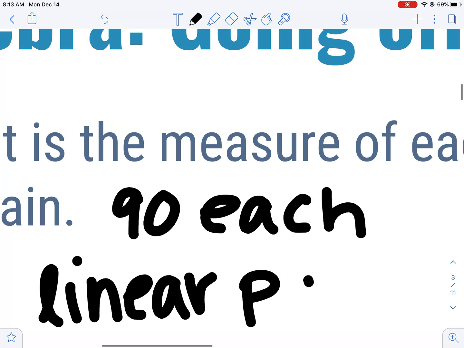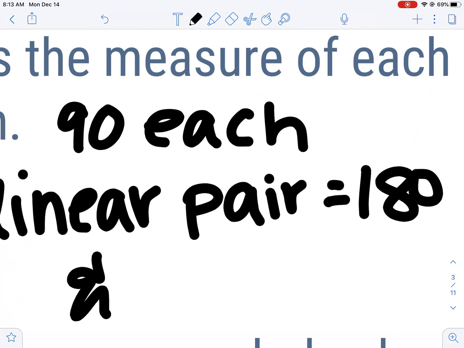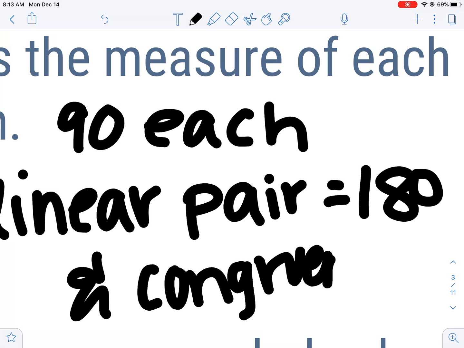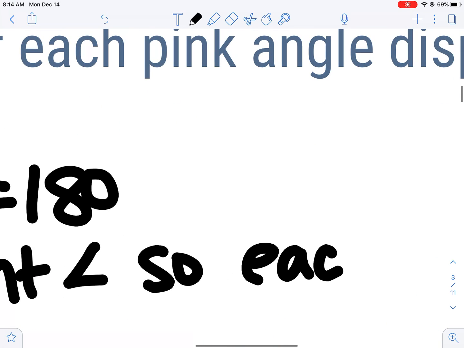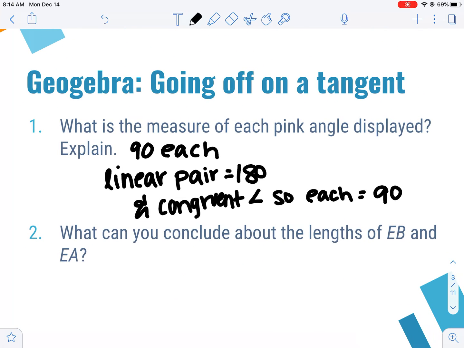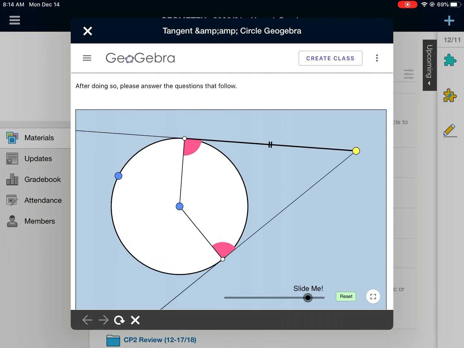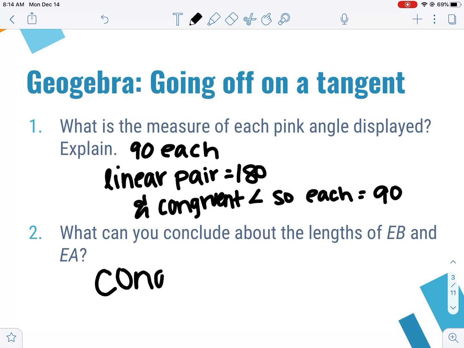Because a linear pair equals 180, and congruent angles, so each is 90. And then apparently in this update of the GeoGebra we're using, they didn't mark the letters, but we're going to look at the lengths from the point outside to the circle. So from that line, and then we swing it over here, and those will be the same. So they are also congruent.